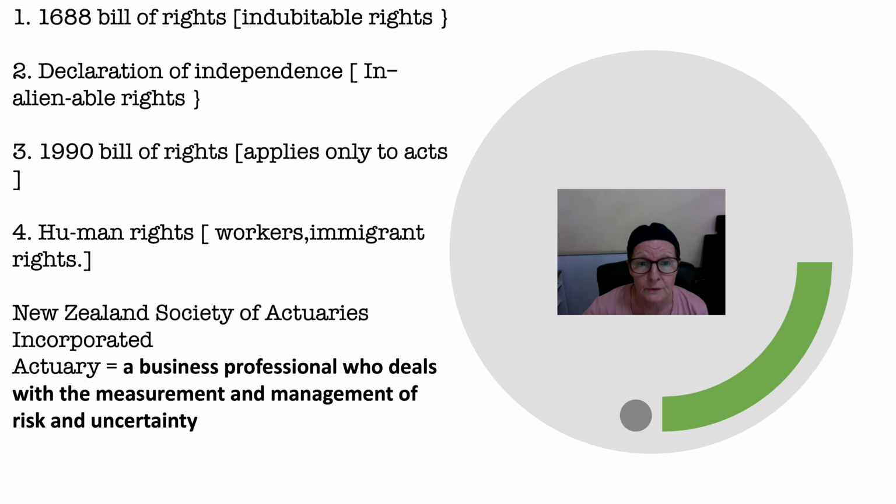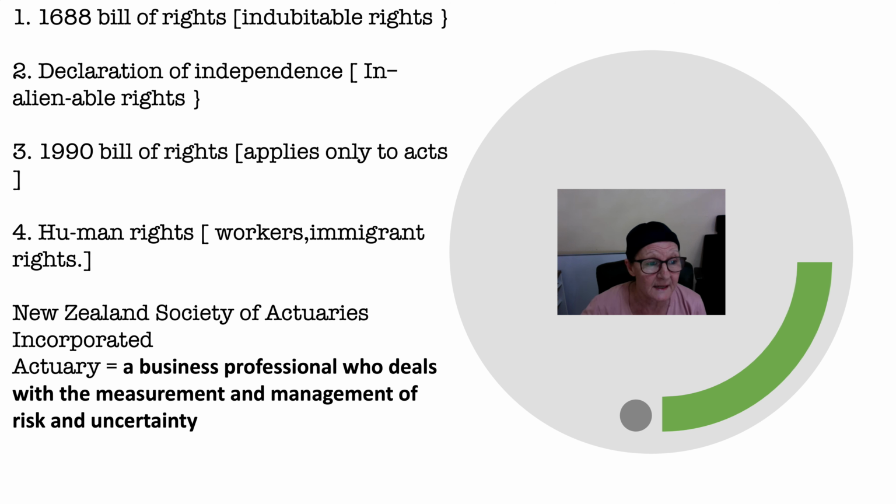As everybody knows, the 1688 Bill of Rights are called indubitable rights. They're not called inalienable rights. And they're not called unalienable rights. They're called indubitable rights, and I'm going to explain what that means, but keep that word in mind because it has meaning and it is significant.